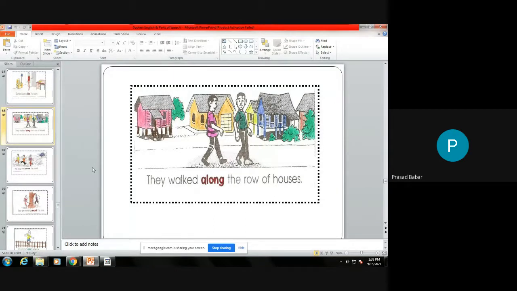Then there is a next picture. So there are two boys who are walking along the row of houses. There is a row of houses. There are houses in a row.